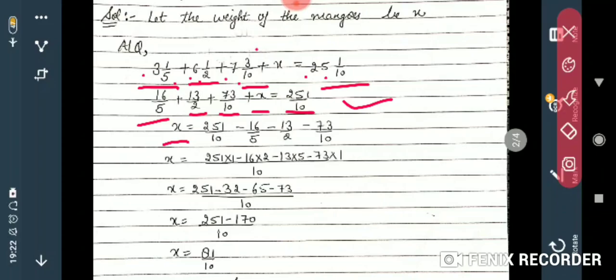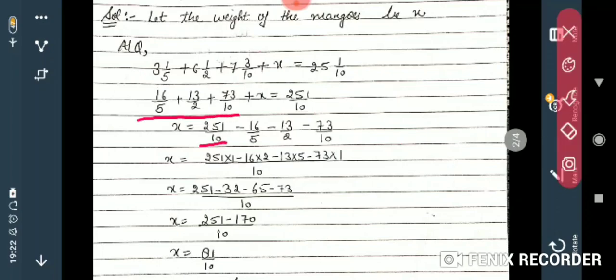Now what is x? The weight of the mangoes you have to find. So x equals 251 upon 10. It will remain the same only. Yes or no? Then as these three numbers are positive, when you shift LHS into RHS, the sign will change. So these positive digits will become negative: minus 16 by 5, as 13 by 2 will transfer, it will get minus 13 by 2, plus 73 upon 10, it will get minus 73 upon 10.